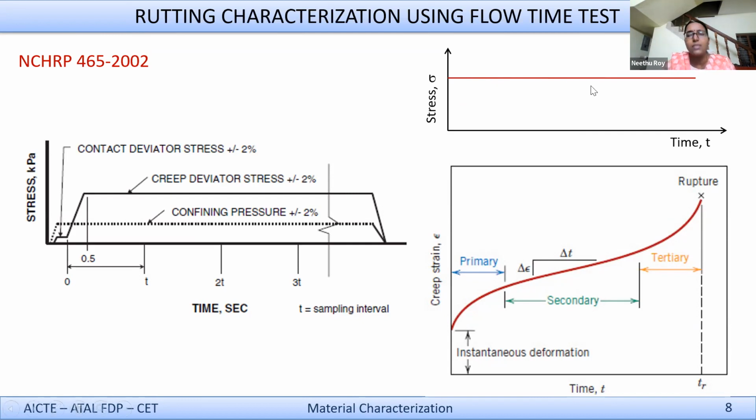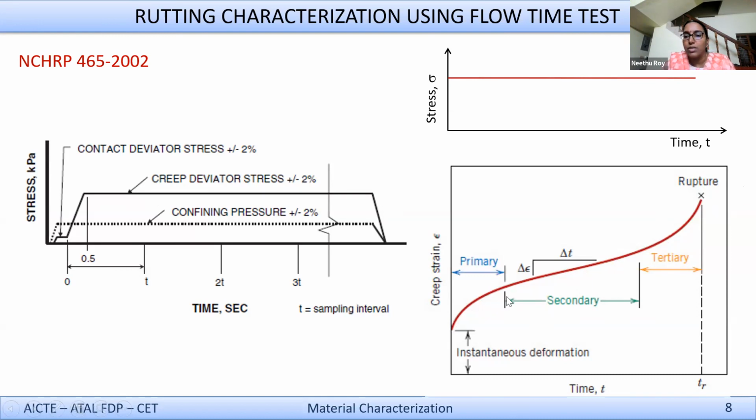It is a constant stress. Normally, a seating load is given first so that the load is always in contact with the specimen. So first give a seating load, and then the creep deviatoric stress is given. Now, when you apply a stress like this, the specimen starts deforming, and you can measure or compute the strains. Now, the creep strain typically follows a 3-stage response like this.